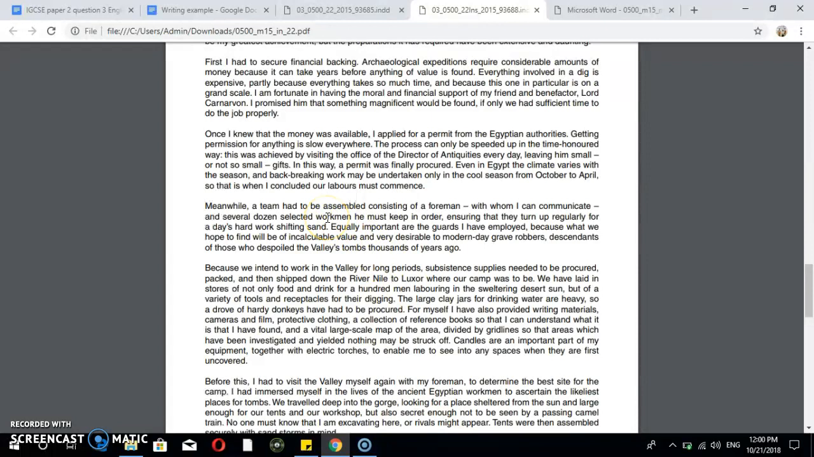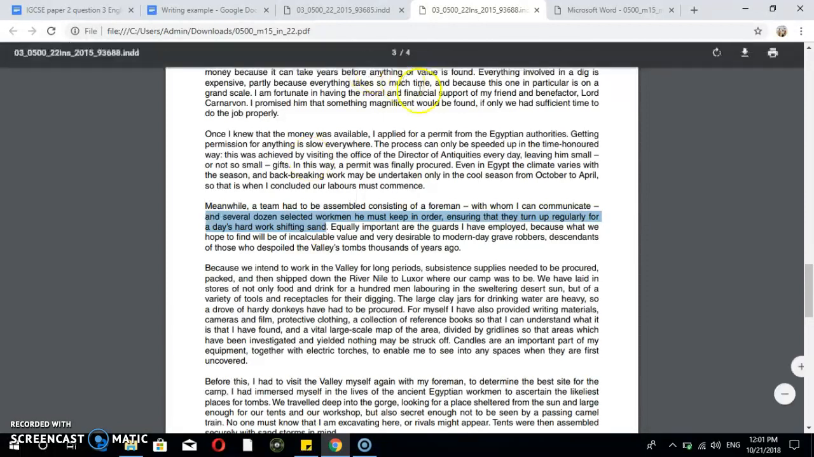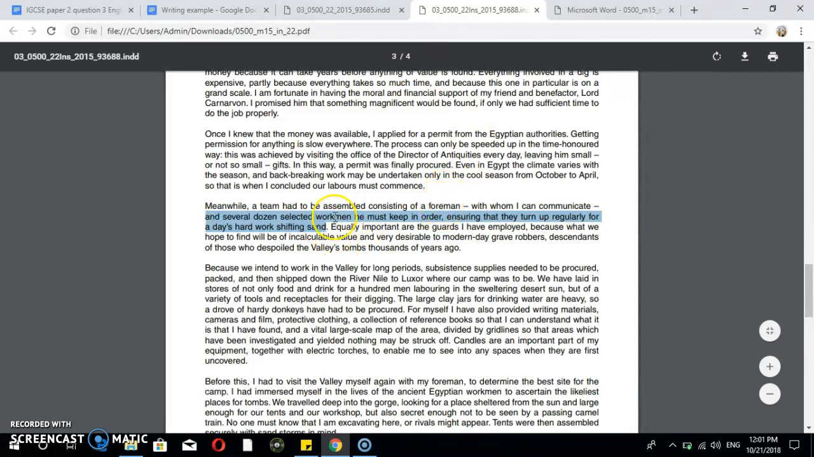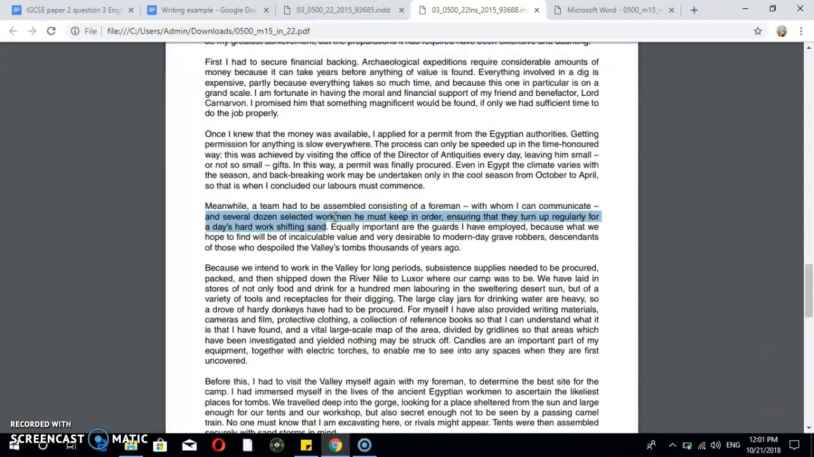The fifth detail is right here. So meanwhile, a team had to be assembled consisting of a foreman with whom he can communicate. So the fifth point is finding a foreman with whom he could communicate. The next point right here is several selected workmen he must keep in order, ensuring they turn up quickly for days of hard work shifting sand. So that's the sixth point. The fifth point and the sixth point, although they're in the same sentence, could be split into two, because first he finds the foreman, next he finds the workmen. So the two are different, so you can do that.